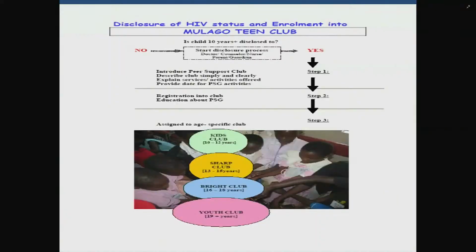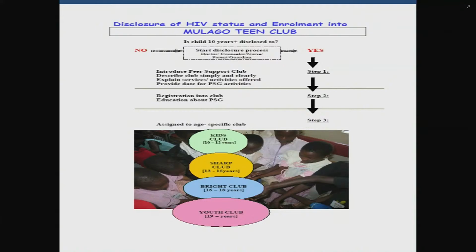We've had opportunities to transition our clients in our psychosocial clubs. And the psychosocial clubs were named by the adolescents themselves. They had the Kids Club, the Sharp Club, the Bright Club, and then the Youth Club. But as we continued to provide psychosocial assessment and psychosocial clubs, more and more clubs came up.